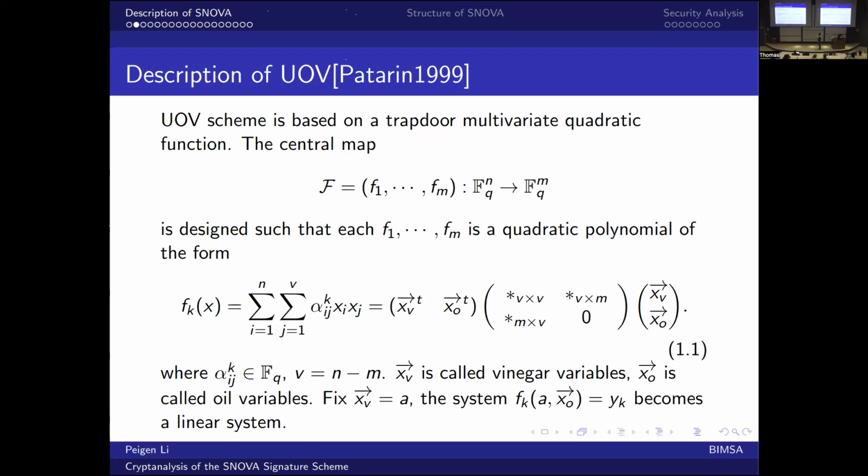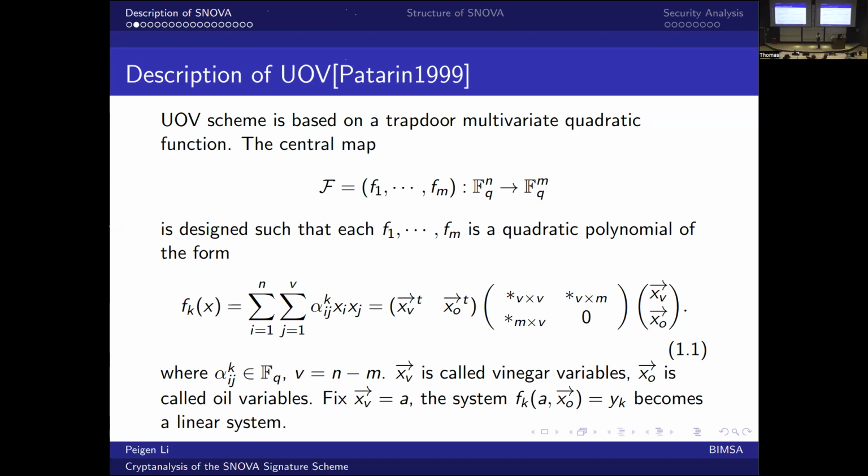First, the central map is designed such that each polynomial is quadratic of the following form. We notice that the matrix is special. The right block is 0, with size m times 2n. So the first variables are called vinegar variables. The last variables are called oil variables. It looks just like vinegar and oil being separated. This system is easy to find a pre-image of.